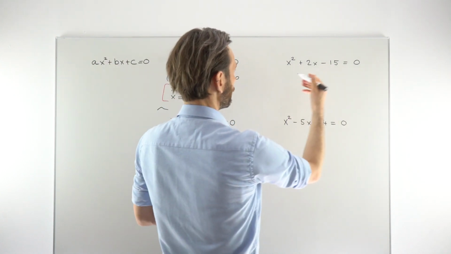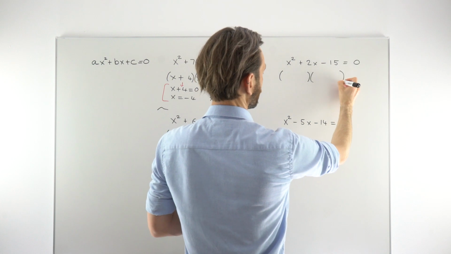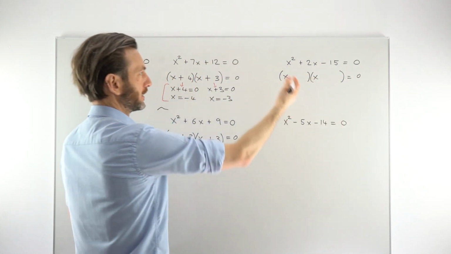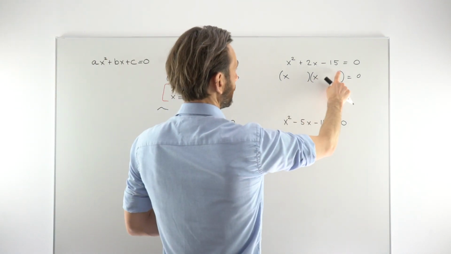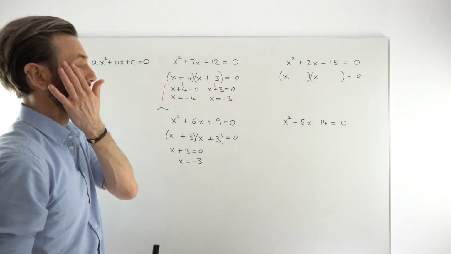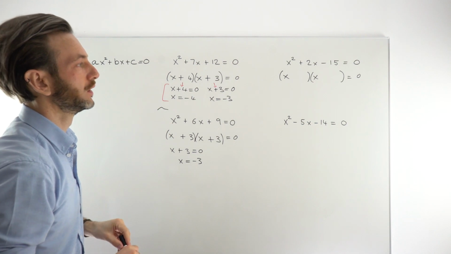So, checking out this one, a little bit more difficult with that negative, but just going through the same process. So we're definitely going to need an x and an x to multiply to give the x squared term. So we need two numbers that multiply to give us a 15. More importantly though, a -15, and they combine to give a plus 2x.